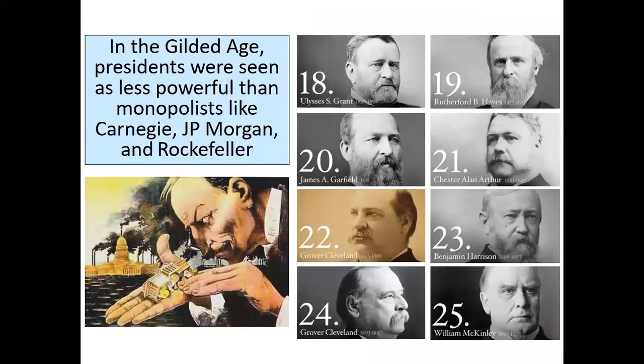Now, look at the names, the presidents from 18 to 25, and I highly doubt many of you have even heard of some of these presidents because they were so useless, to be honest with you. From Ulysses S. Grant all the way to William McKinley, these presidents were just not powerful. I mean, to be honest with you, the people that were running this country during this time are people like Carnegie, J.P. Morgan, and Rockefeller.